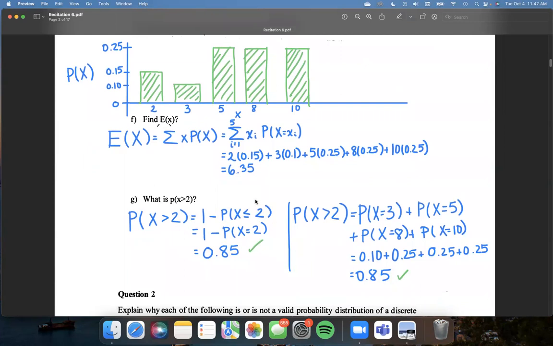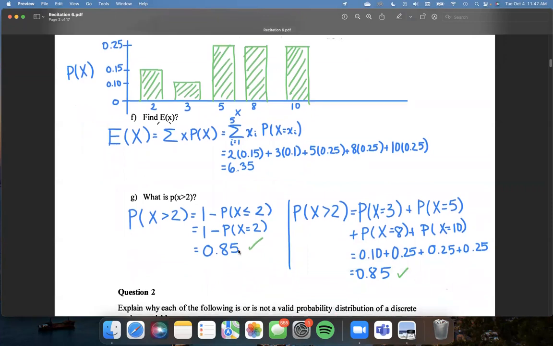But the left-hand side method is more efficient. So I would definitely try to get comfortable doing that by the time you have an exam. But understanding both is important.